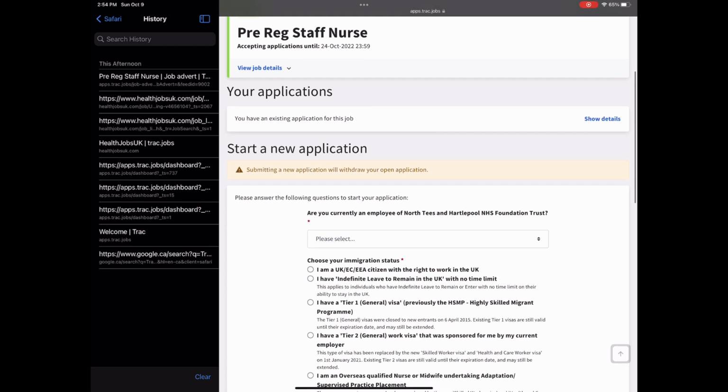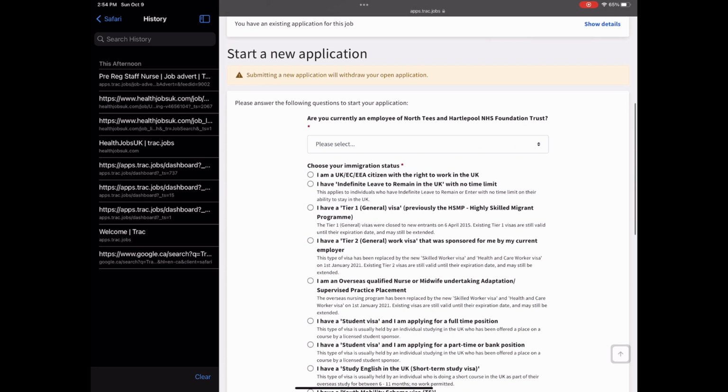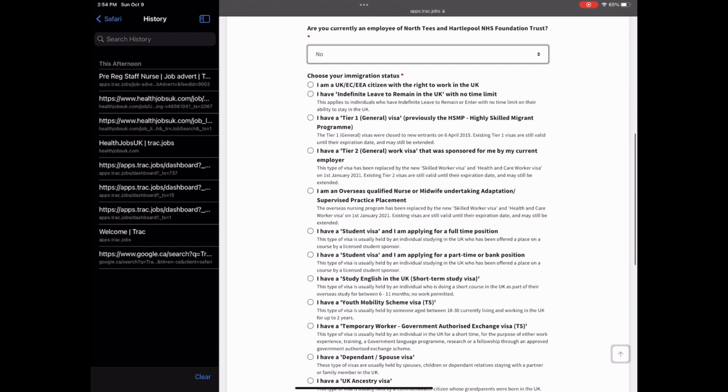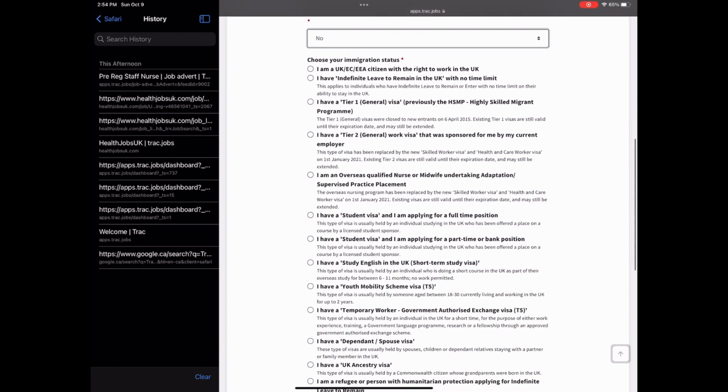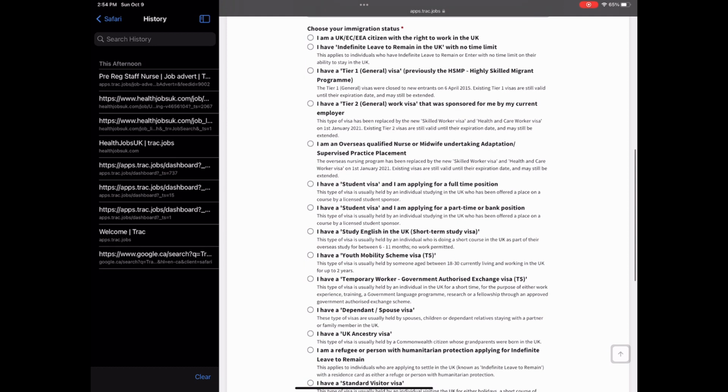Now you move further and you see this. Are you currently an employee? No, you're not. And then your immigration status. I noticed some persons end up clicking the wrong one. They might click, I am an overseas qualified nurse. If you're not in the UK, that does not apply to you because it says undertaking adaptation supervised practice placement. It does not apply to you. It applies to people in the UK.